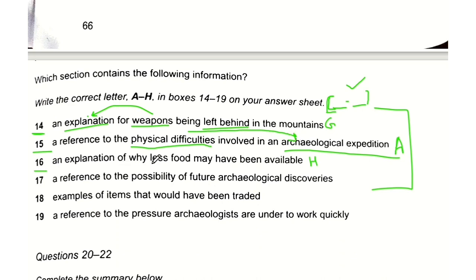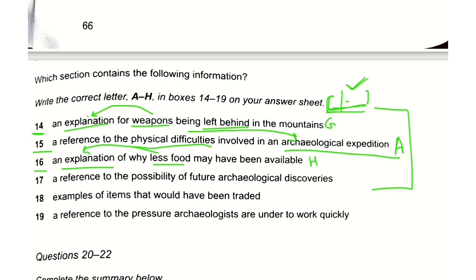And the explanation of why less food may have been available. So here they're asking about the reason for the less food explanation. Here they're asking about the weapons left behind explanation. Here they're asking about the physical difficulties of the archaeological expedition. You can just underline the important words and use the arrows to clearly understand the question so that you don't have to read the question again and again.